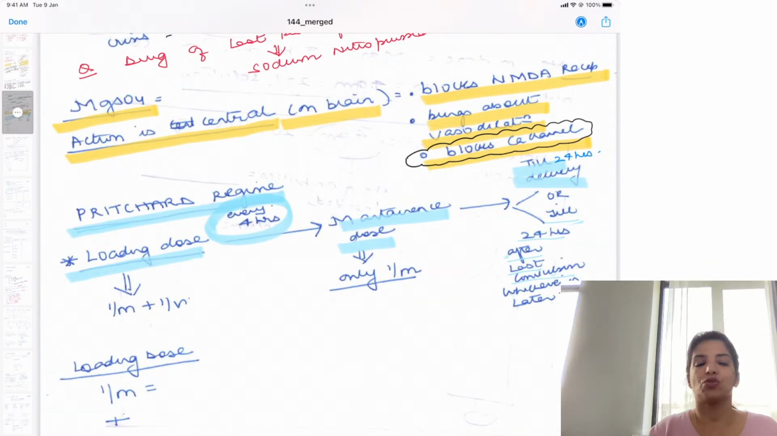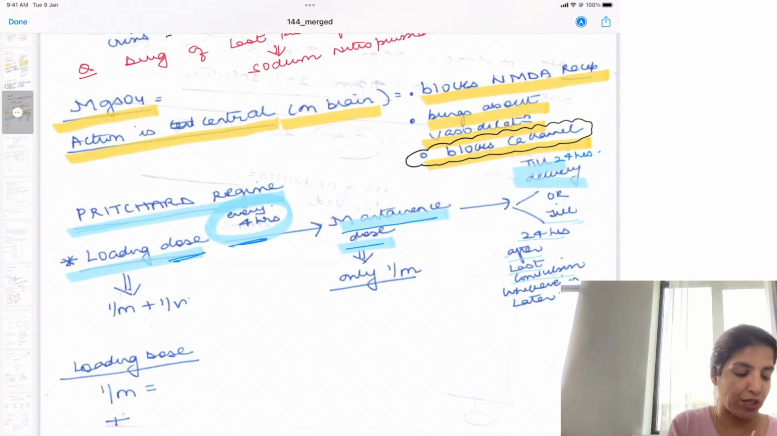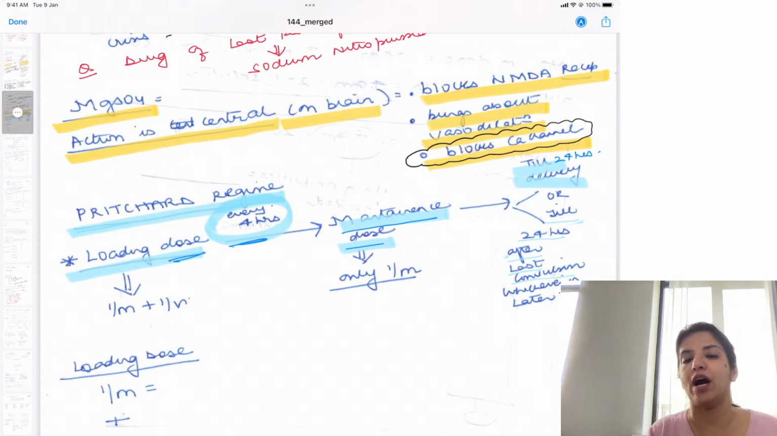So in magnesium sulfate, we will give a loading dose. Every 4 hours you are going to give a maintenance dose, and then you are going to continue the maintenance dose till 24 hours after delivery or till 24 hours after last convulsion, whichever is later. 24 hours is not added in your notes. Please add it there. Till 24 hours after delivery. It's not till delivery, it's till 24 hours after delivery.